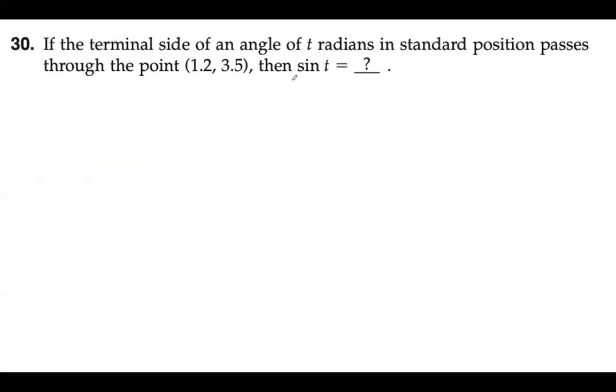Okay, the next question, this time they want sine t, so I need to write the formula of sine t, which is y over r. So y is 3.5, but what is r? Like the previous question, we need to calculate it. The formula is 1.2 squared plus 3.5 squared. Of course, we will make these calculations in the calculator. So in my calculator, I choose first square root, then 1.2 squared plus 3.5 squared.